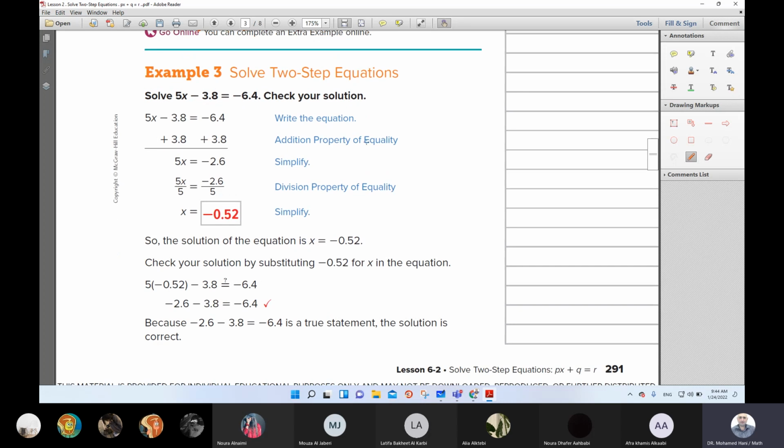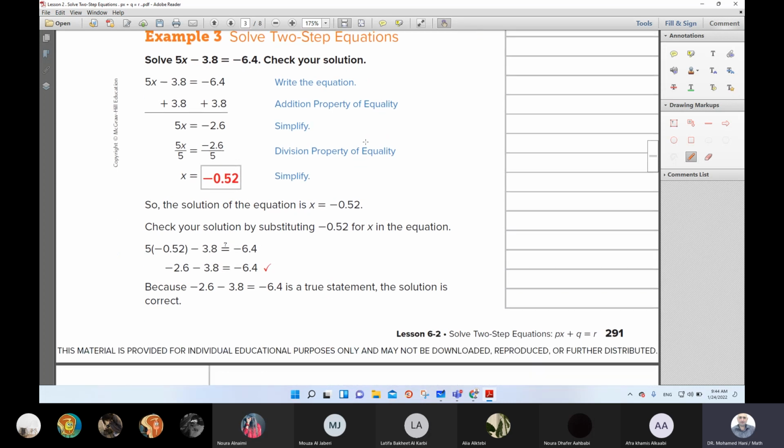The third example here, solve two step equations. We want to solve 5x minus 3.8 equals negative 6.4. As you see, we have decimals here. So we want to remove the constant. What is the inverse of negative 3.8? It will be plus 3.8. So add 3.8 to the two sides. Negative 3.8 plus 3.8 will be 0, remains here 5x.